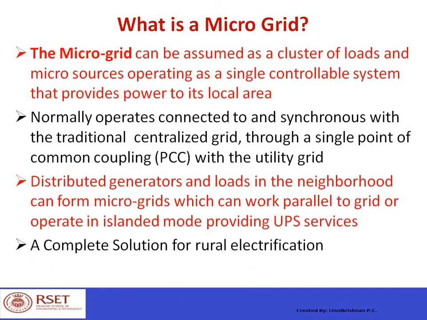There are other modes, we will come to it later. And this microgrid concept is a complete solution for rural electrification. If you want to provide electricity to people living in deep forests or deep inside the deserts, then the only alternative is to have a microgrid. It is not feasible to take overhead lines through long distances just to cater for maybe 20 families living in a forest or 10 families living deep inside a desert. So microgrid is a complete solution for rural electrification.